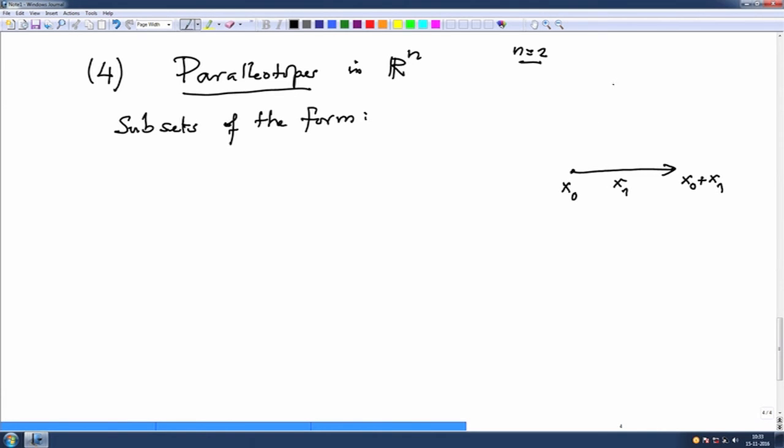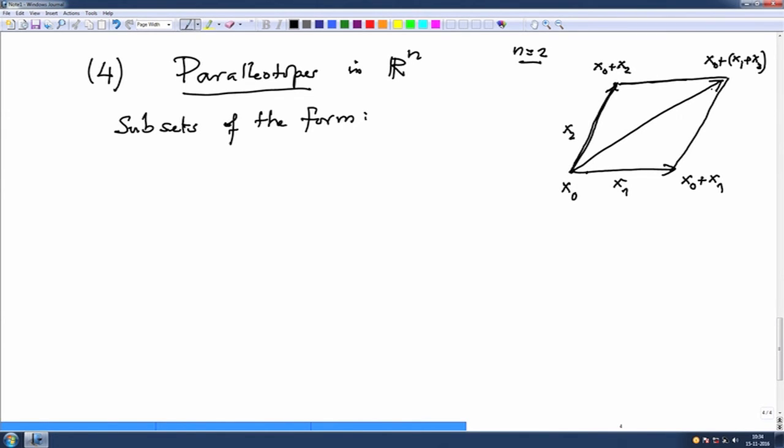Similarly, we have another vector x2 which starts from here. So this is x2. So this tip is x0 plus x2, and then you complete a parallelogram. See, if you want to add these two vectors, the parallelogram rule says to complete this parallelogram, and this is the sum x1 plus x2, this vector. Now this point here is x0 plus x1 plus x2. See, that is the definition of this sum vector.